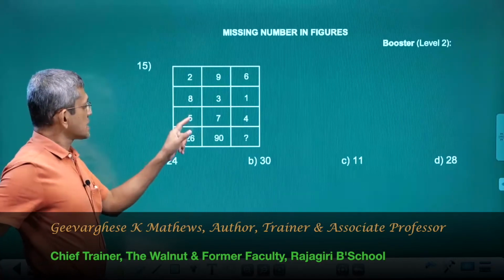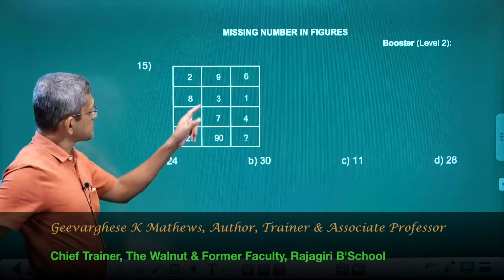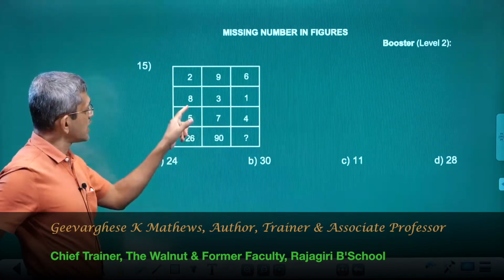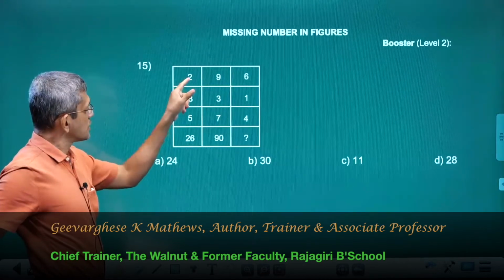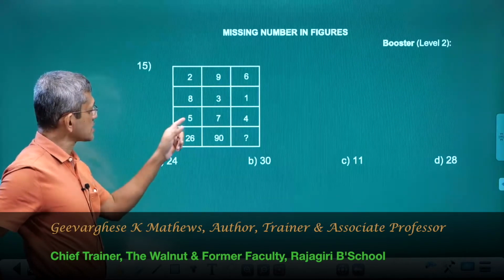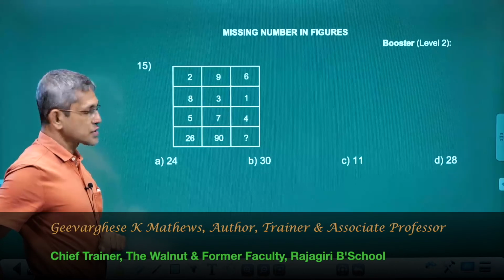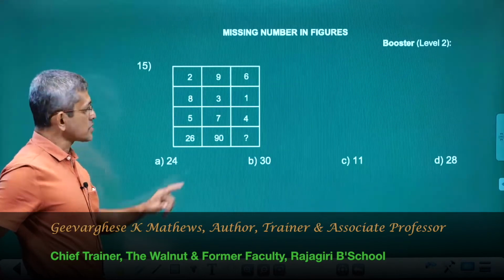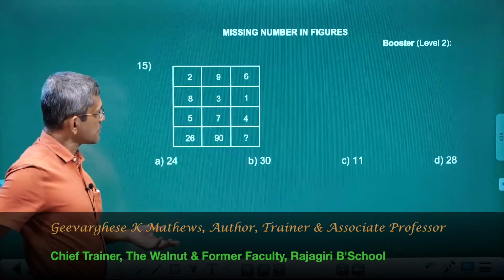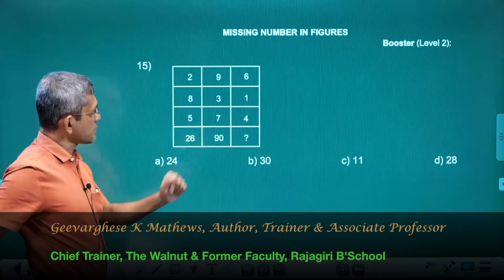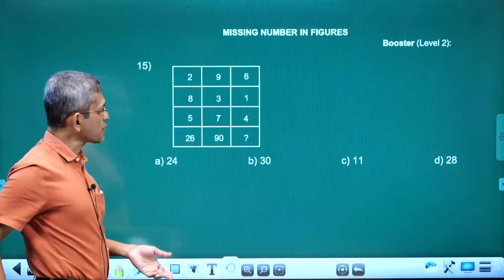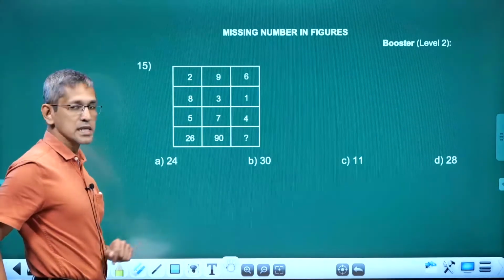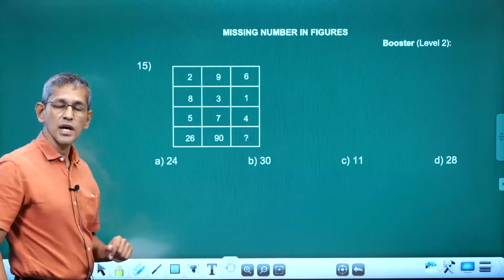So we have 2, 8 and 5, then 26 here. 9, 3, 7, 90 here. So 2 into 8 is 16. 16 plus 5 is 21. 21 plus 5 is 26. Right? So 9 and 3 is 27. 27 plus 7 is 34. 34 plus 1 more 7, that's 41. It's not 90. So what kind of pattern do you have there?